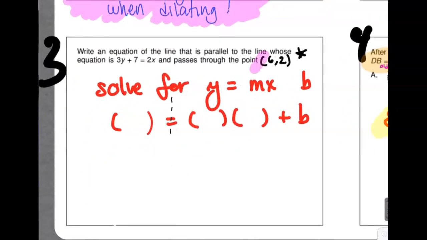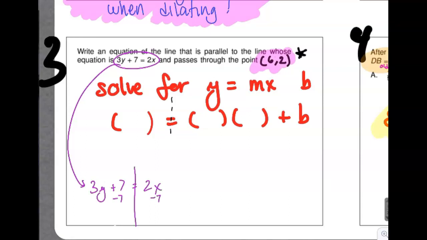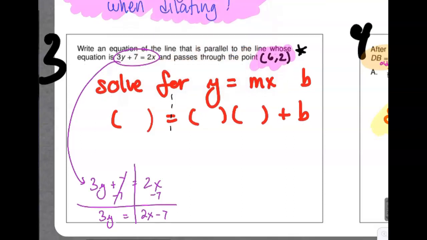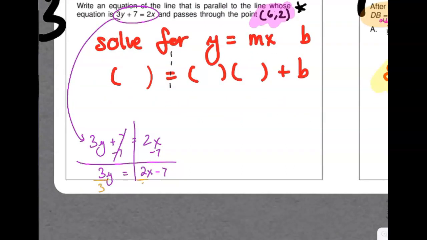Number 3, disclaimer, we changed this point to (6, 2) because it works better. Again, not in the right form, so I'm going to solve that for y first. So 3y equals 2x minus 7. Divide by 3 everywhere. And so far I have y equals 2/3 x minus 7/3. That's weird.